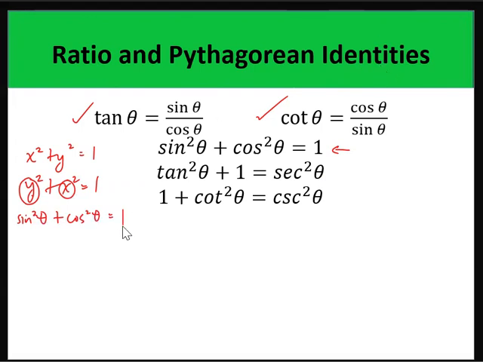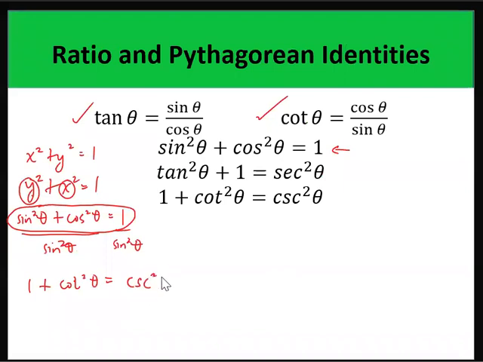Now there are two more Pythagorean identities that would result from this formula. If we are going to divide both sides of this equation by sine squared theta, we will be getting sine squared theta over sine squared theta, which is 1, plus cosine squared theta over sine squared theta, which is actually cotangent squared theta. And then 1 over sine squared theta would be cosecant squared theta. So we get the following identity.